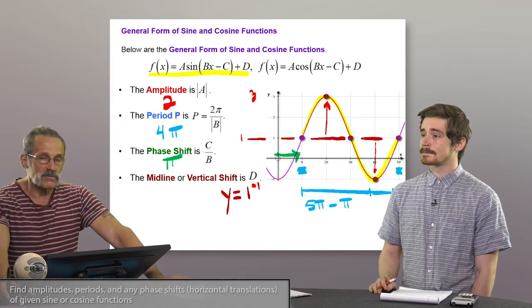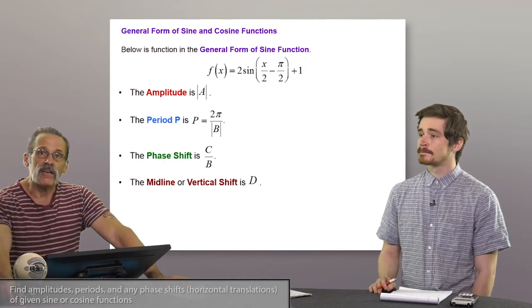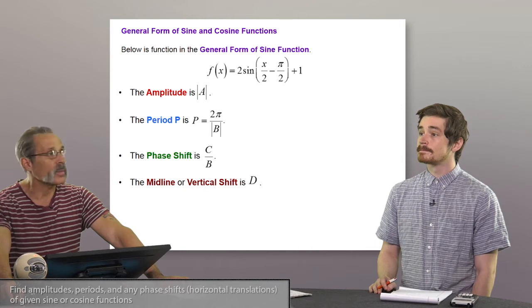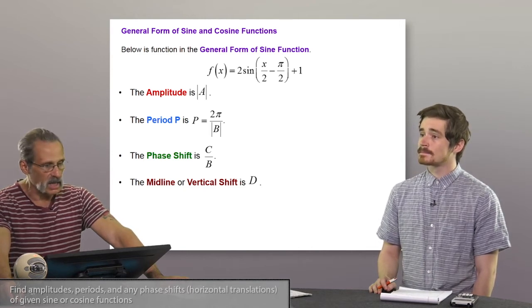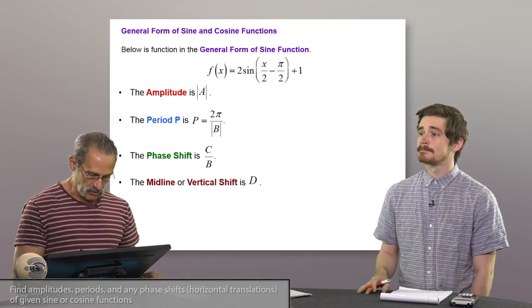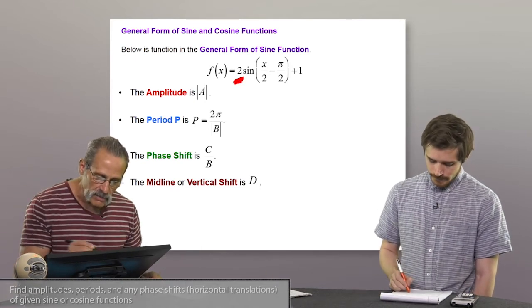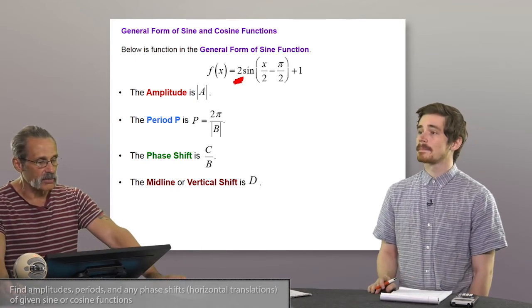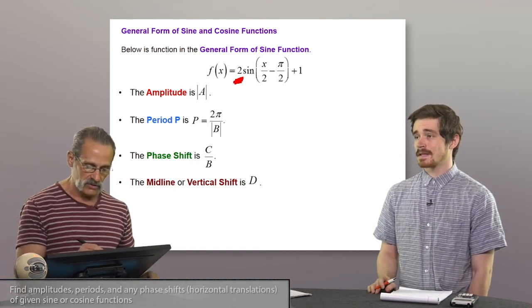Now that we're pretty familiar with the terms, let's look at a function, and when we have its formula, come up with the amplitude, period, phase shift, and midline. The amplitude is A, and in my general form of the sine function, A is my coefficient out front. The absolute value of that number is the amplitude. So here the amplitude is what? It is 2.